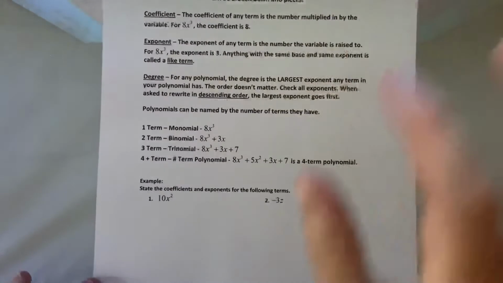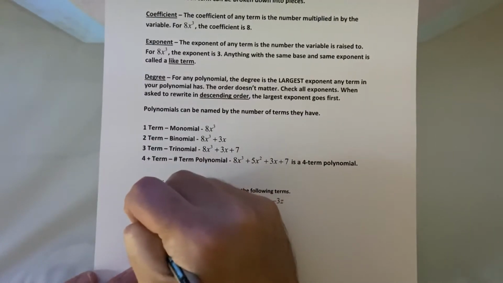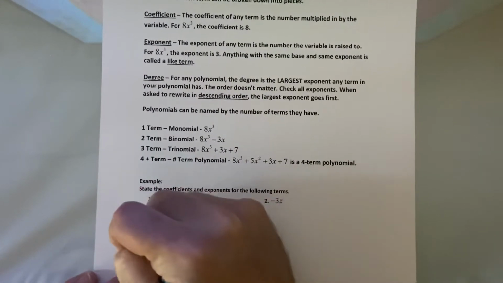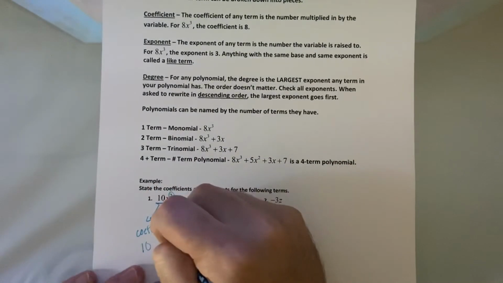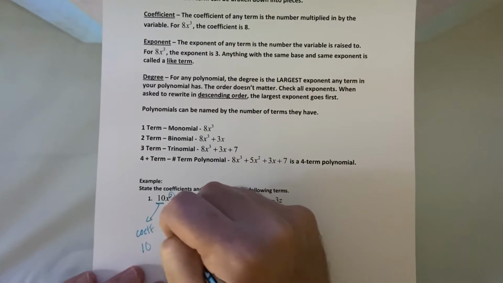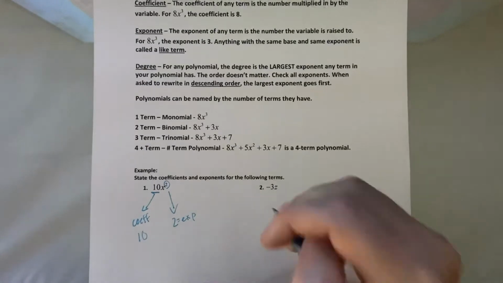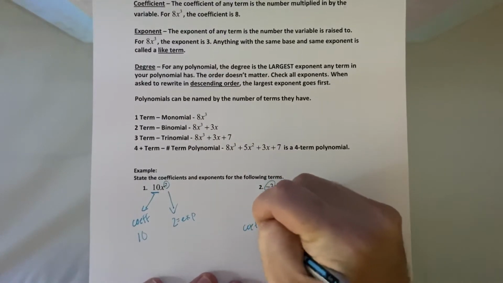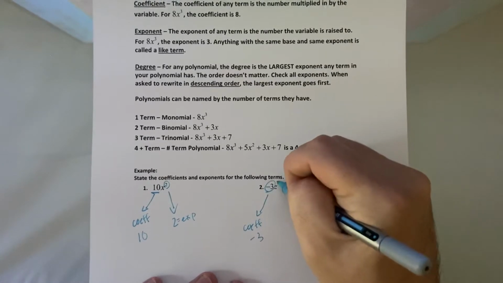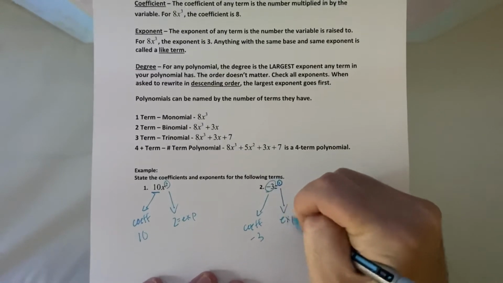So let's first just practice finding the coefficient and the exponent. So for 10x squared, the coefficient is 10. The exponent is 2. For negative 3z, this negative 3, which is multiplied by the variable, is the coefficient. If you don't see an exponent, but the variable is still there, there's really a 1 there. So the exponent is 1.